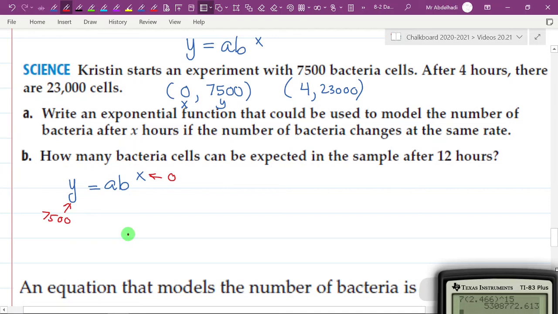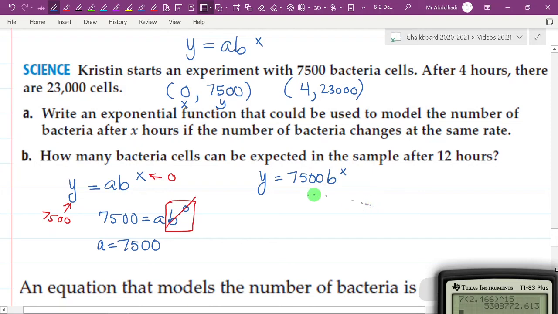So now we have 7,500 equals a b to the 0. And once again, any non-zero number to the 0 power is going to be a 1. So that's essentially a 1 right there, and a times 1 is just a. There's your a. A is 7,500. Just like before, we get the a pretty quickly. Now we can take the equation, plug in that a, 7,500, and use that with the second point.